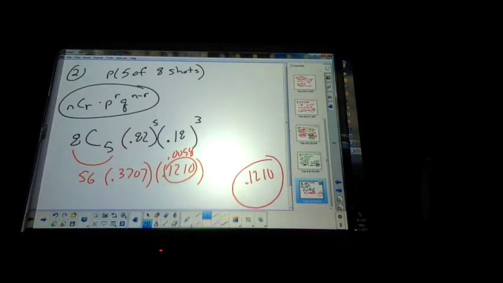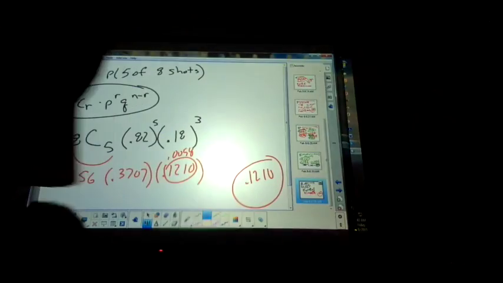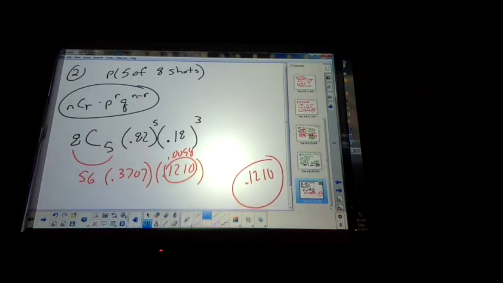What do you think? Is this 85% basketball player looking pretty good? 5 out of 8 free throws? What's the chance that this basketball player makes 5 out of 8? 12%. Does that mean this person isn't a good basketball player? No, we're looking at the exact probability. I know I got an 82% shooter out there.